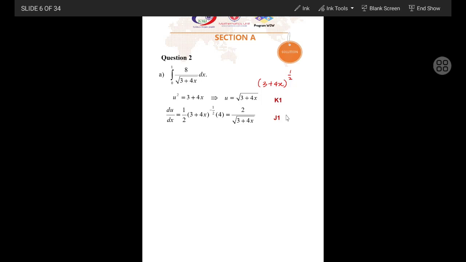And then since we need to use substitution, you need to change the limits of the integral. So this is the limit for x. When x equals 0, you need to find the limit for u, so use this function here. When x is 0, your u is square root of 3. When x equals 1, 3 plus 4, you will get u is square root of 7. So that is K1. And then rewrite this integral in terms of u. So limit 0 becomes square root of 3, 1 becomes square root of 7.